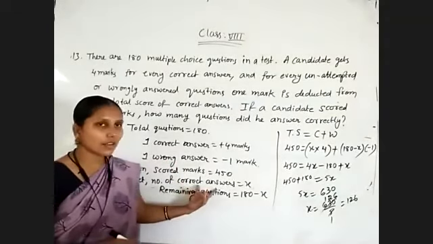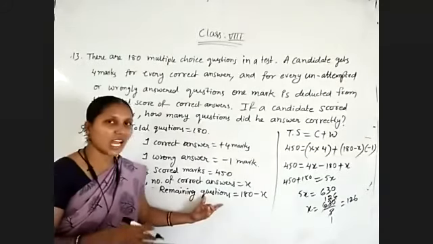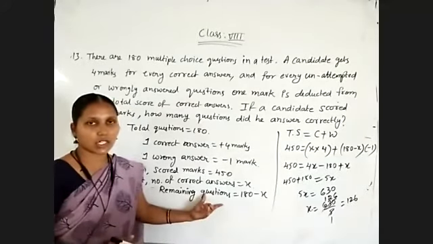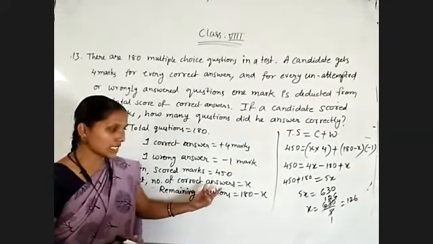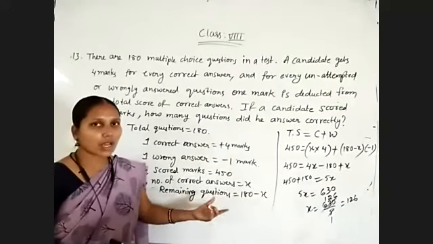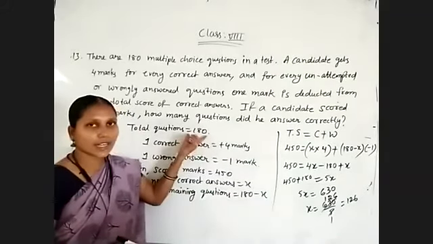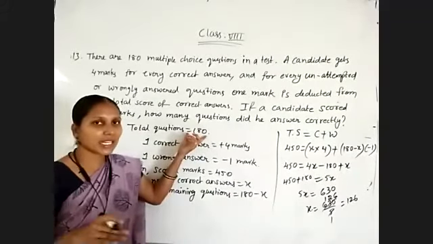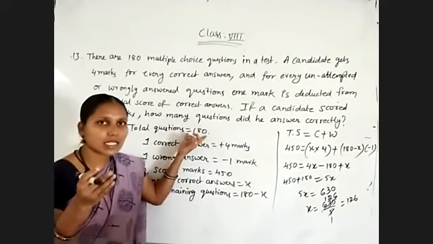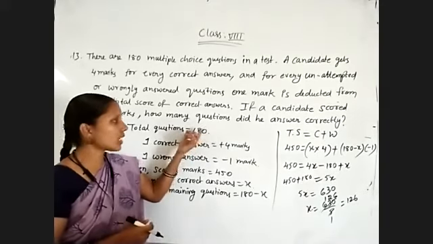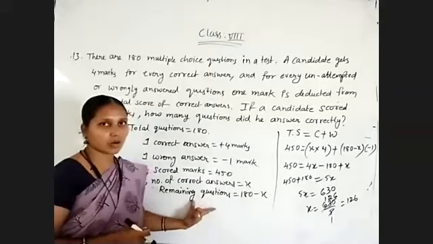But they did not give how many correct answers there are and how many not attempted or wrong answers there are. They did not mention. So I am taking correct answers as x. Out of 180, x are correct. The remaining are not correct answers, otherwise not attempted questions. So 180 minus x are the remaining questions.